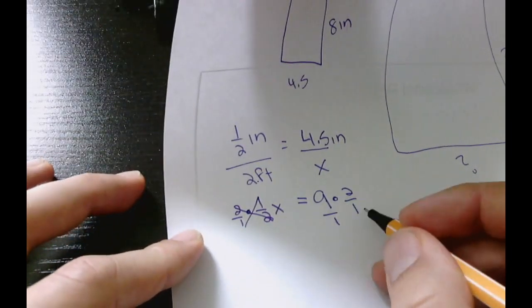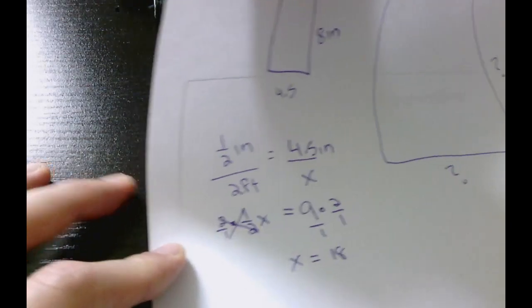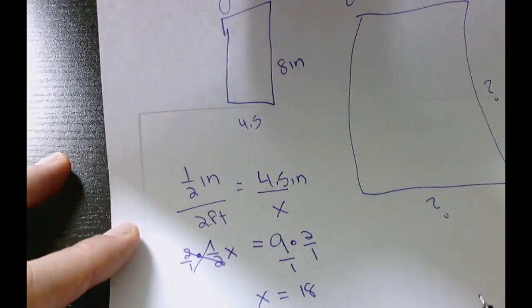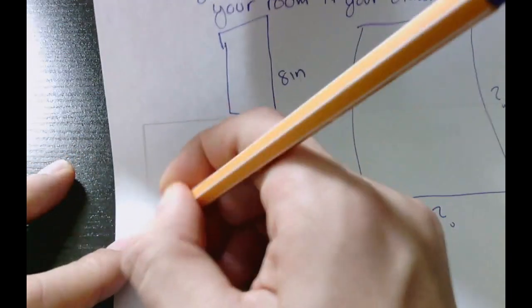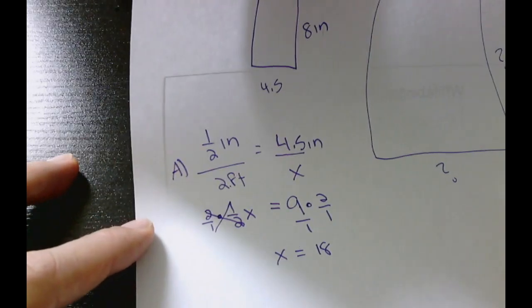So I'll do 9 times 2, which is 18. And I get x is equal to 18. So one of the sides of my drawings is 18. So I'm going to do the other side now. That's the first part. You can pause the video if you'd like and try to set up a second proportion.